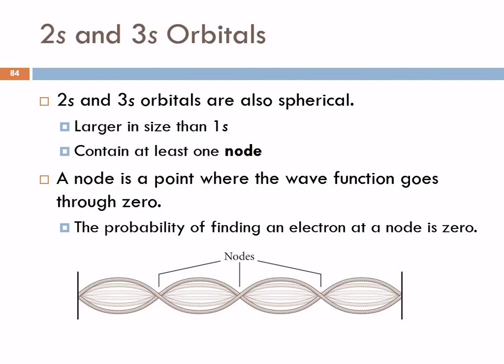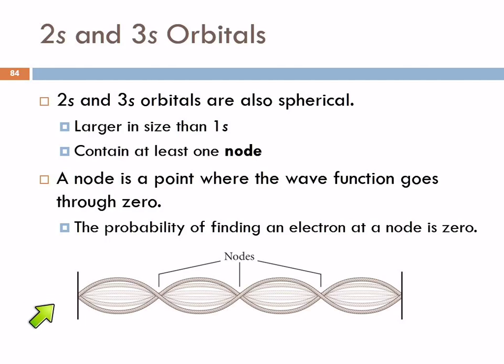Okay, so that was the 1s orbital. The 2s orbital, the 3s orbital, 4s, all the s orbitals are spherical. They're ball-shaped. 2s and 3s are larger than 1s, and so the average distance, or that most likely radius, is longer. The electrons are farther from the nucleus. But these orbitals contain at least one node.